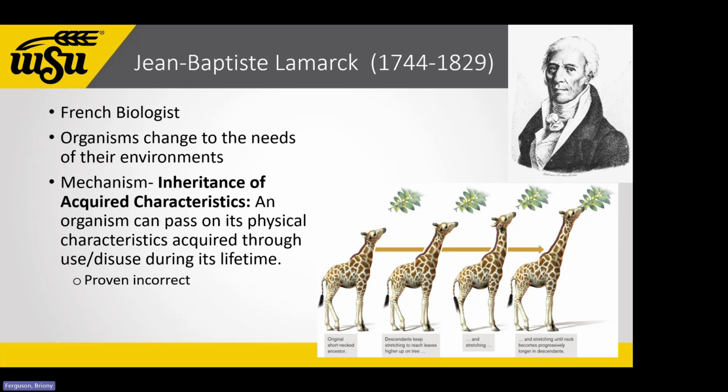One of such was Jean-Baptiste Lamarck. He was actually a French biologist, and he believed that organisms change to the needs of their environments. This is true. Organisms do. Obviously, adaptation occurs. However, the mechanism that he proposed for it was not so true. So he believed in this idea of inheritance of acquired characteristics, that an organism can pass on its physical characteristics that it acquires through use or disuse during its lifetime.